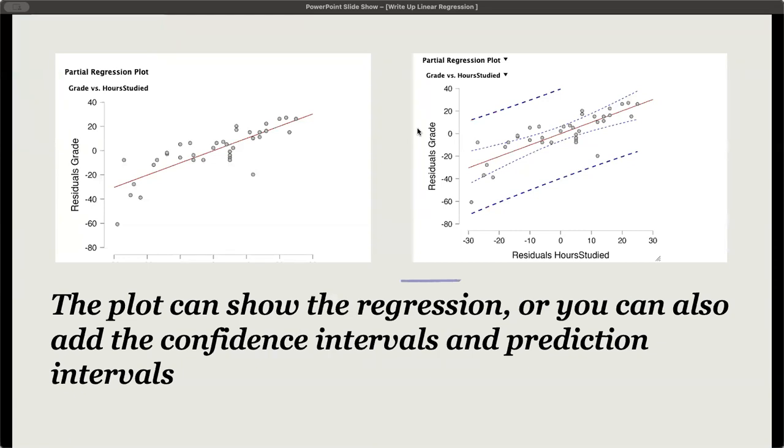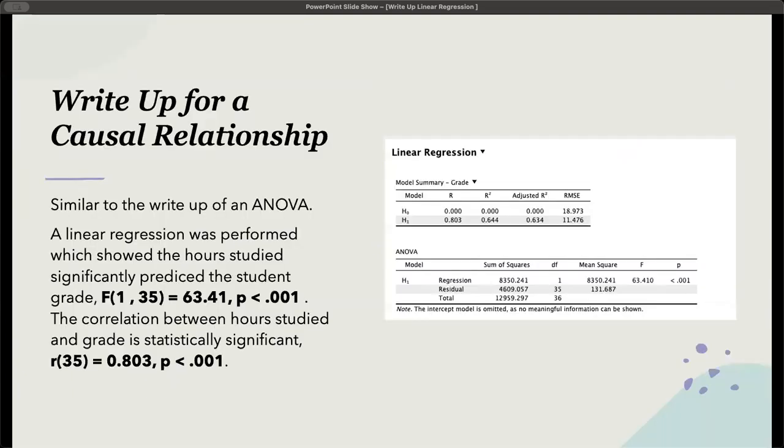So when you're pulling up the plot diagram, you can show the regression, or you can also show the confidence intervals and prediction intervals on the diagram, but you would want to explain what the confidence intervals and prediction intervals are. Now, for the write-up for a causal relationship, if you're only using the linear regression to show the causal relationship, you're going to write this up similar to an ANOVA. So as an example, a linear regression was performed, which showed the hours studied significantly predicted the student grade.